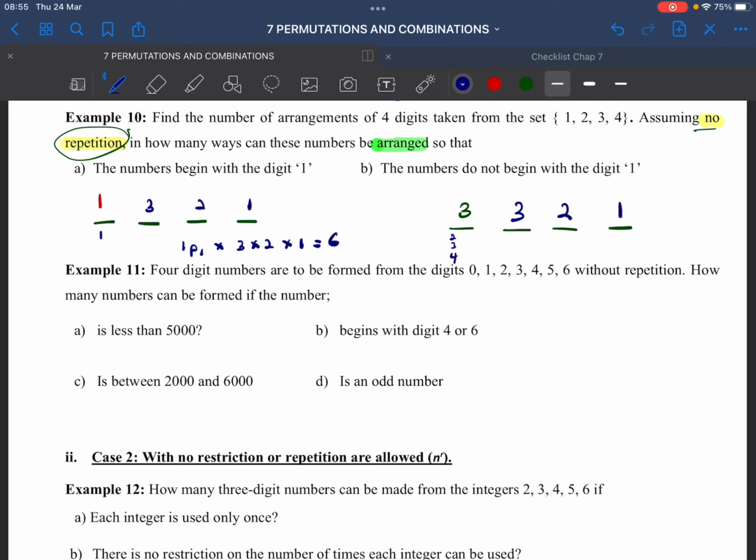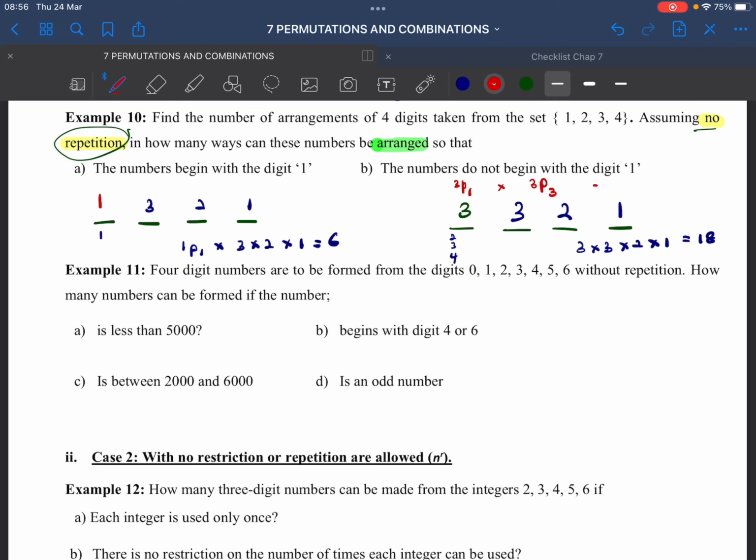Or we can write as 1P1 3P3. Sorry, this one is 3P1. Okay, 3P1 3P3. Or you can just write 3 times 3 times 2 times 1, which we get 18. And you can also write as 3P1, meaning there are 3 digits to put in one place, and we have another 3 digits we want to put at 3 places.